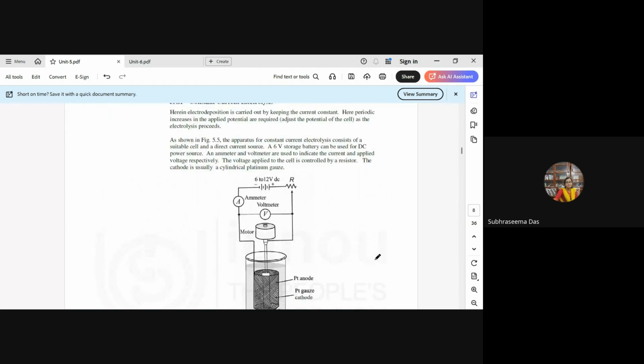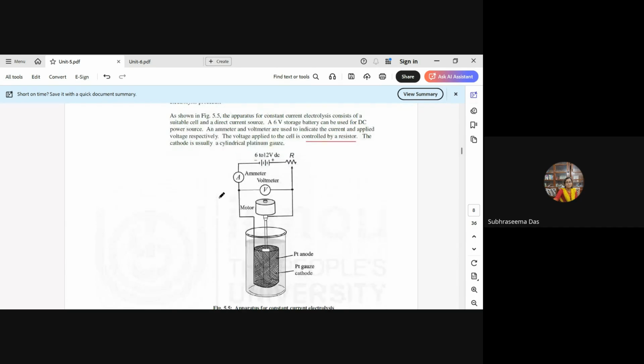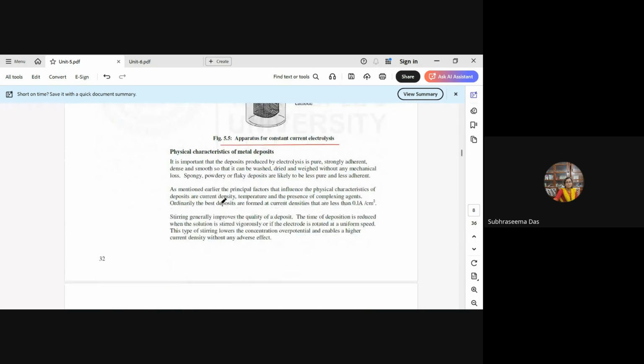The apparatus for constant current electrolysis consists of a suitable cell and a direct current source. A 6 volt storage battery can be used as the DC power source. An ammeter and voltmeter are used to indicate the current and applied voltage respectively. The voltage applied to the cell is controlled by a resistor, and the cathode taken is usually a platinum gauze. So what are the physical characteristics of the metal deposits that occur during this process?